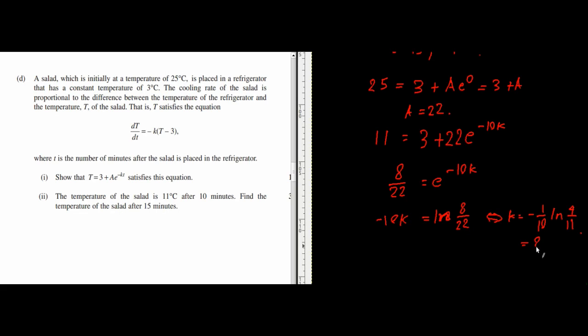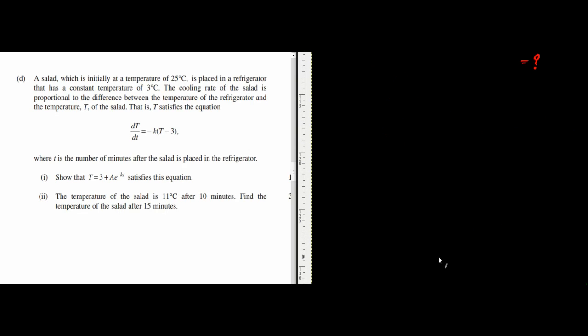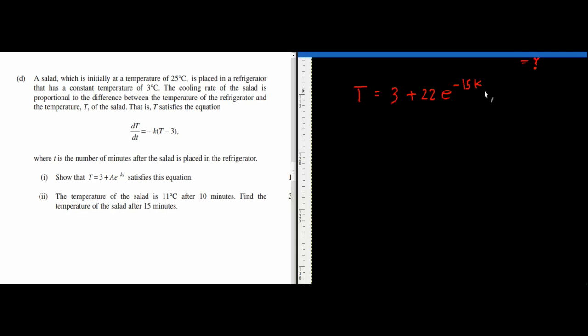But anyway, there's a smarter way of going about doing this. I'll come back to this, the smarter way. Now what they're asking you is what happens in 15 minutes. So T is equal to 3 plus 22 e to the minus 15k. I'm not going to write out what k is; I'm going to assume you saved it in your calculator. All you do is just plug it in.